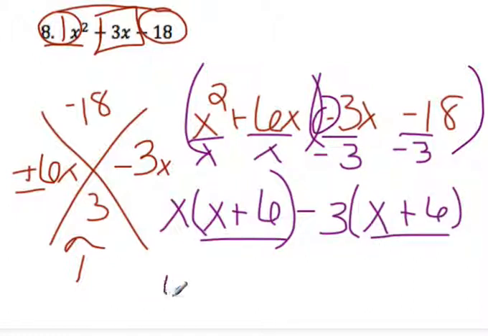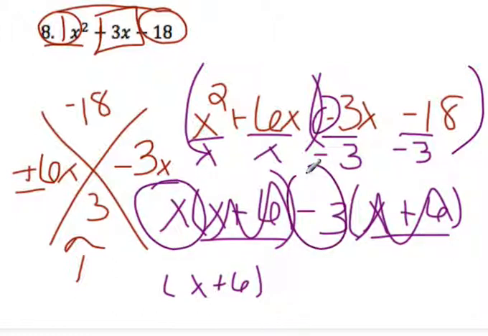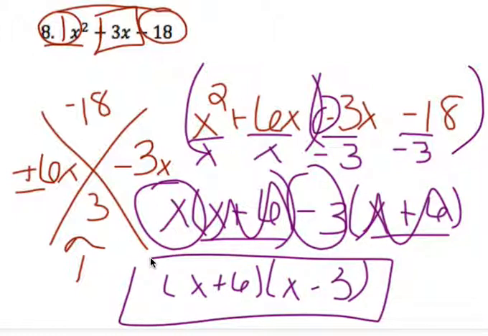So my leftovers are matching, so I'm going to write them in one parenthesis. And then once I do that, my other parenthesis is going to be what's left on the outside, which is x minus 3. So that concludes your review video.